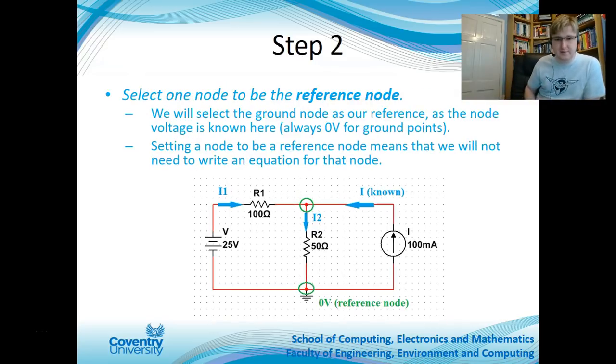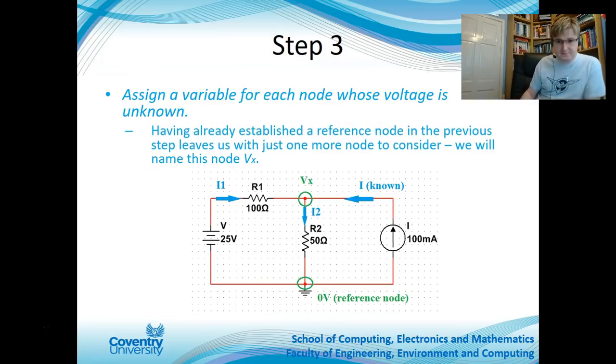As I said before, I've listed that as the reference node, so I'm not going to go through that again. Label each node where I don't know the variable value. The only thing I don't know is here, because that is Vx, so I don't know the voltage there.